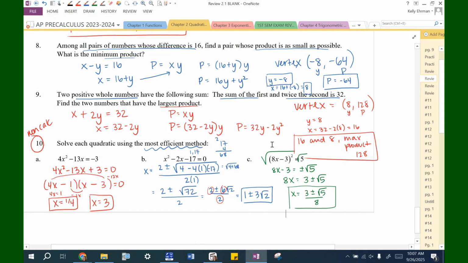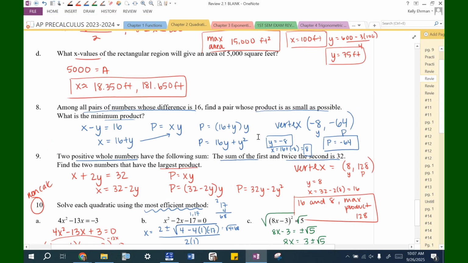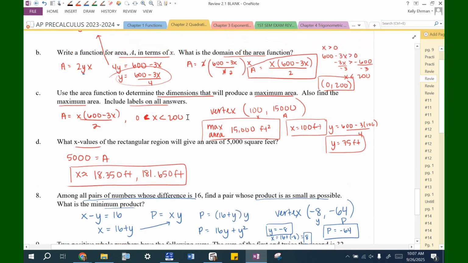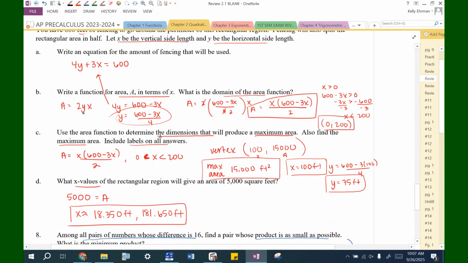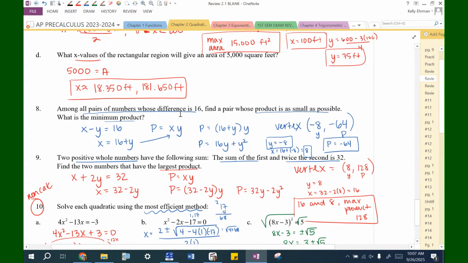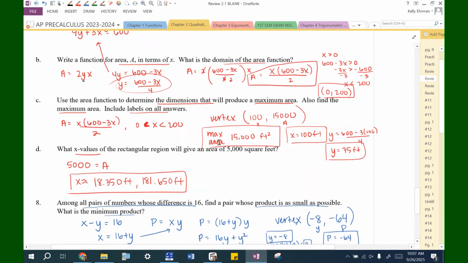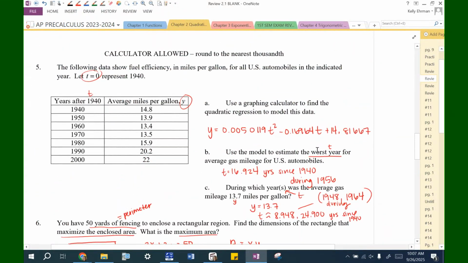All right, that finishes our calculator section. These are the only types of applications I'm going to give you. So know how to do a fencing problem and know how to find a max or min product given two numbers. And the only other thing we had was quadratic regression.